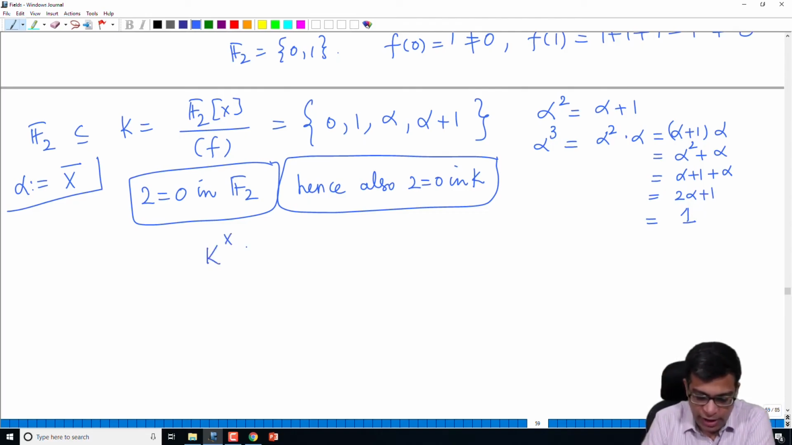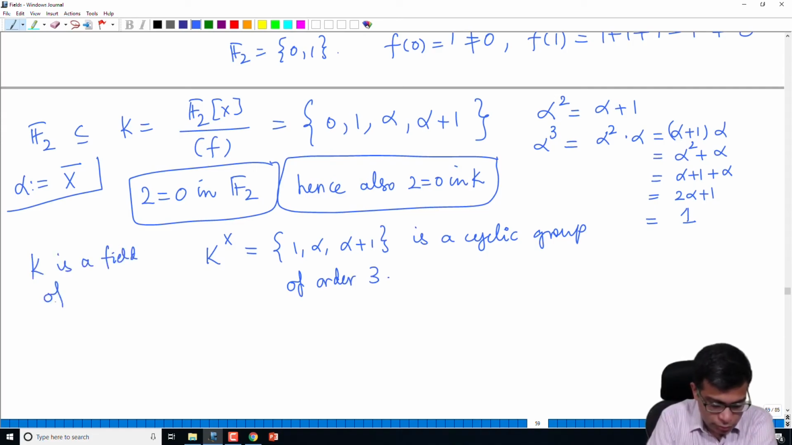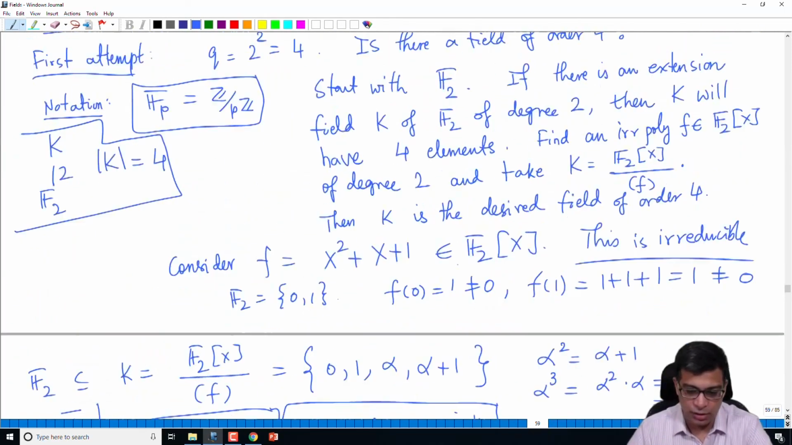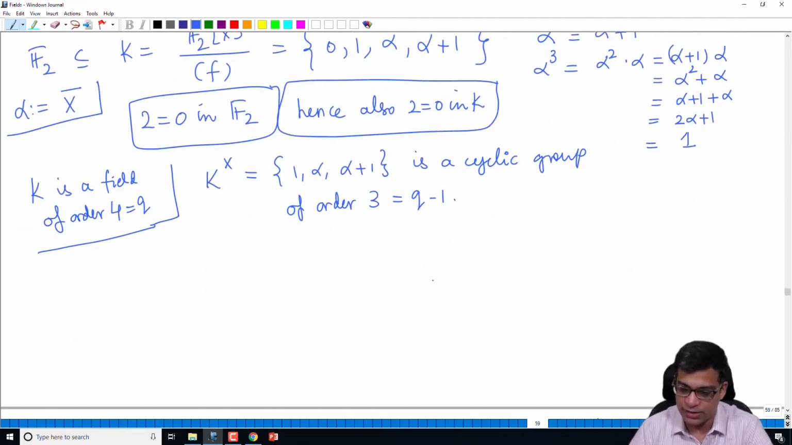So what we know is that K cross, which is the non-zero elements of K, is actually a cyclic group of order 3. K is a field of order 4. K cross has order Q minus 1, where this is Q. Okay, so I am trying to do in this example the structure theorem that I will now state, so that you see what the theorem says in general. This is a very simple example, but it is in fact illustrative to do this.